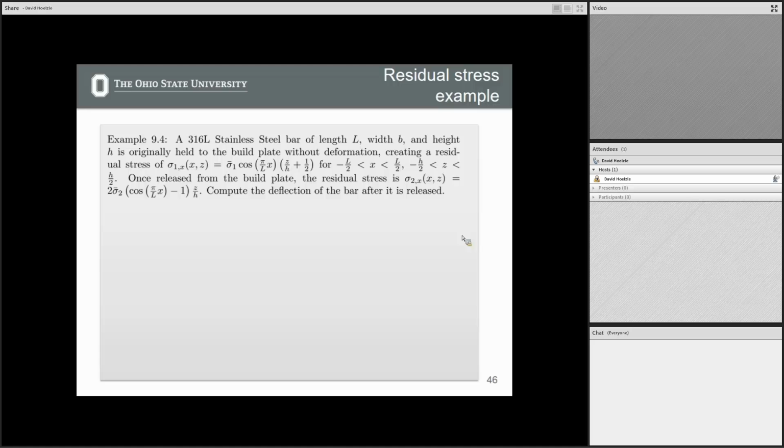And so what this equation is saying is that we have a beam. This beam is of width B. It is of length L.